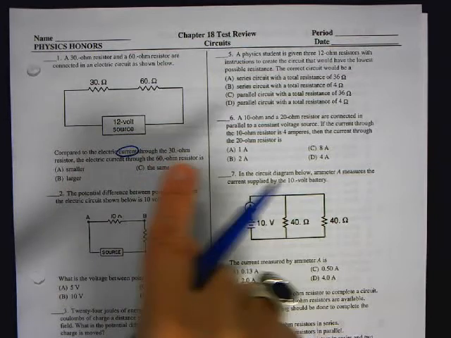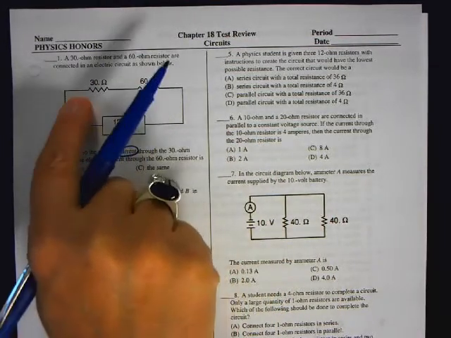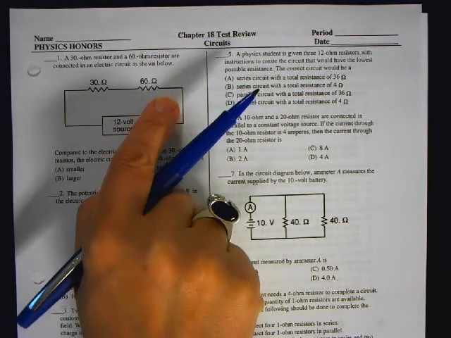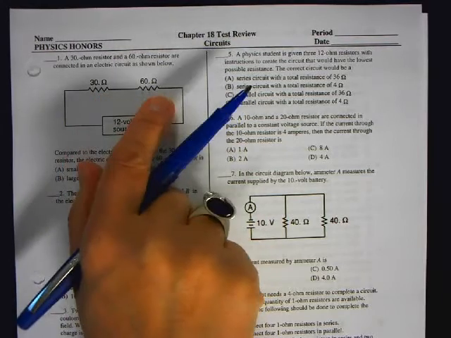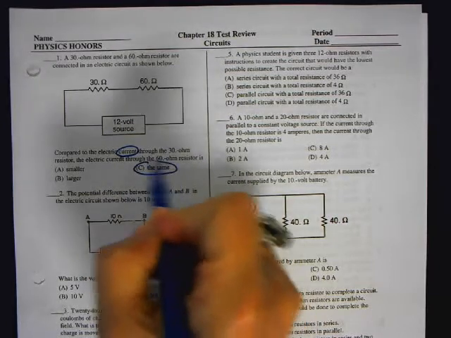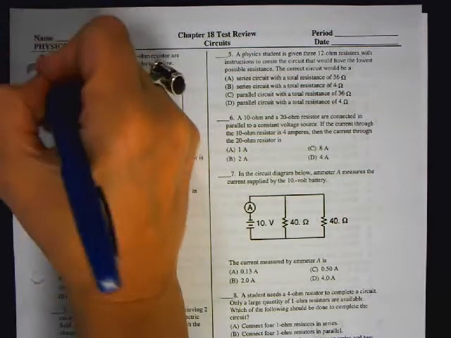So when I look at these, the first thing I'm going to see is that going through this wire, the current going through here is the same as the current going through here, which means they're in series. So when they're in series, the current is the same, and that's it. So that's how fast it should take me to do that question. So the answer there is C.